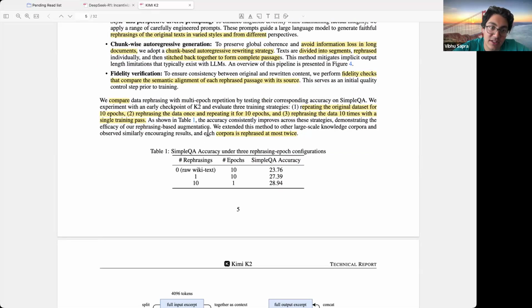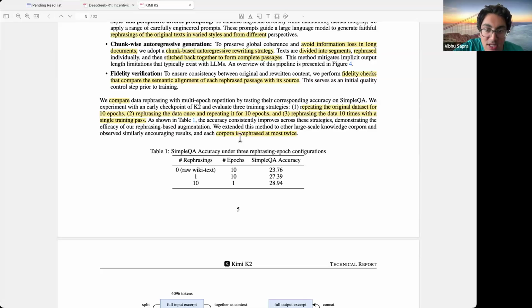Basically, they do all this, then they run a little experiment. Let's compare how this performs in the sense of token efficiency. There are three things that they do. One is you take your original data set and train on it for 10 epochs. The risk here is you might overfit your data. You're not really adding more quality, you're just doing the same thing multiple times. Two is rephrase the data once and repeat it for 10 epochs. So you take all your data, rephrase it in a different way, and then train for 10 epochs. Three is rephrase the data 10 times with a single pass of training.